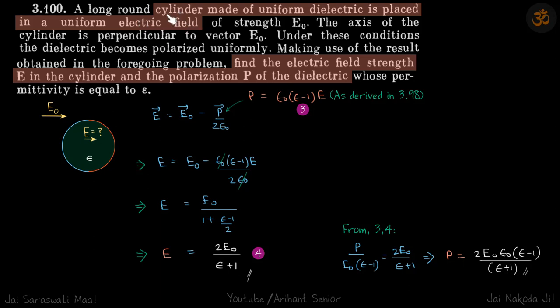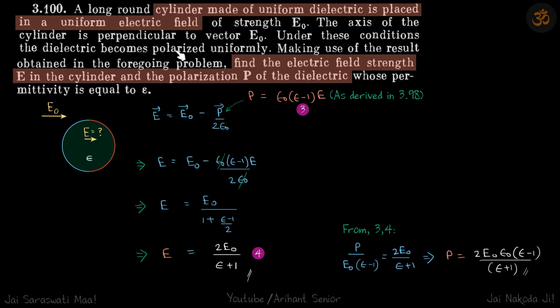We are given a long, round cylinder made of a dielectric, which is placed in an external uniform electric field. We need to find the electric field strength inside the cylinder and the polarization vector P. So we have some external field and this dielectric is kept inside it. So obviously there will be some surface bound charges, positive on the right side and negative on the left side.